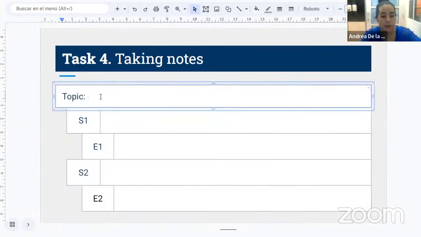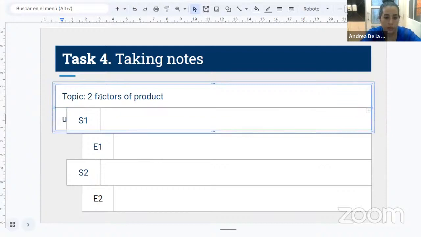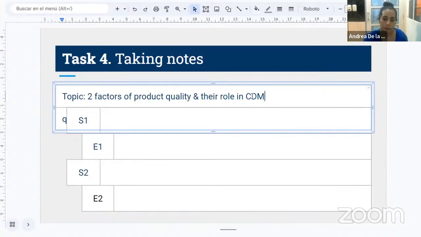I'm gonna write that down. The factors of product quality and their role in consumer decision making, right? Okay, guys, that is a topic, and I don't want you to give it that much thought. Remember, use what you have in the question.